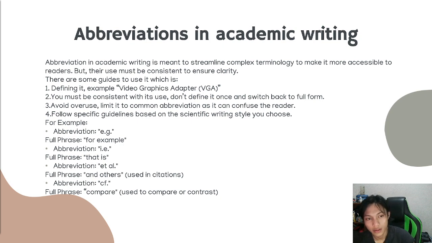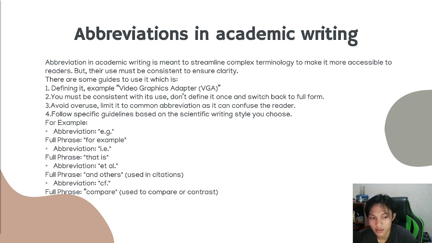So next one, it's abbreviation in academic writing. Abbreviation in academic writing is meant to streamline the complex terminologies to make it more accessible to the reader. But it has to be consistent, so it would be clear to the reader. Here's some guide for it, like defining it first within the first page. You have to say it.